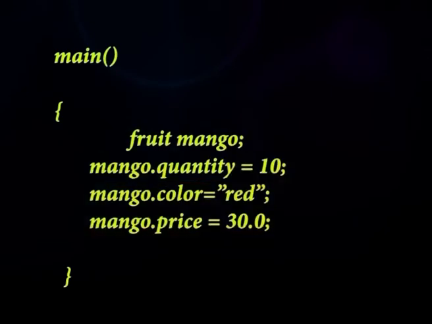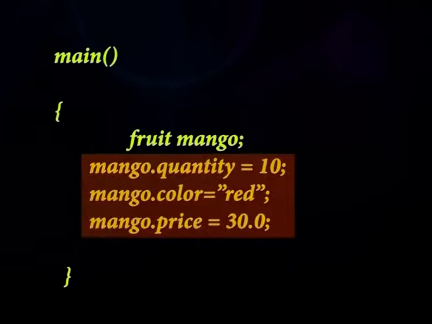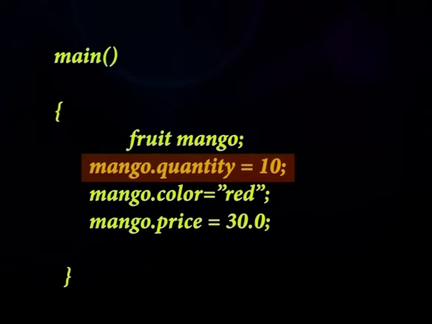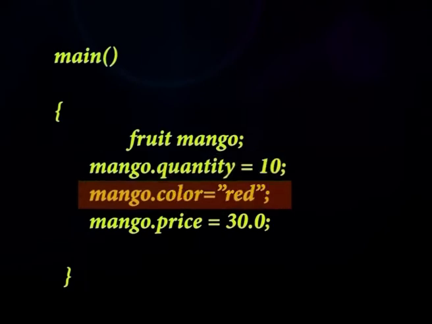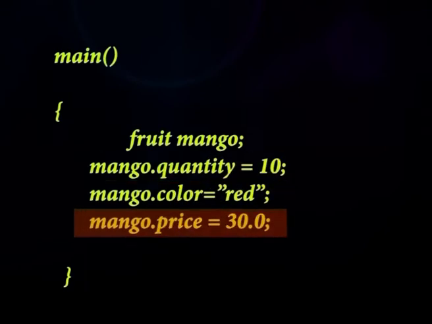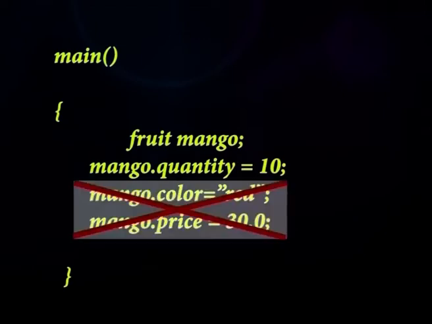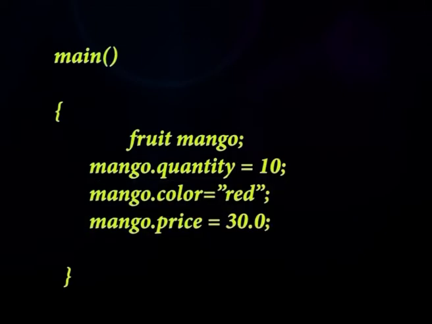Can you guess which of these statements are correct? Yes, you are right, only the first one. As quantity is public but color is private and price is constant, we cannot assign a value to them.